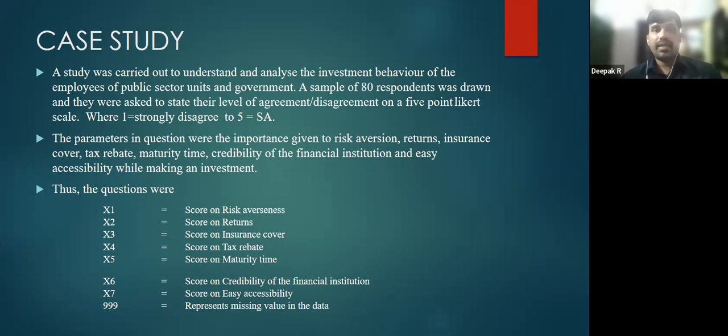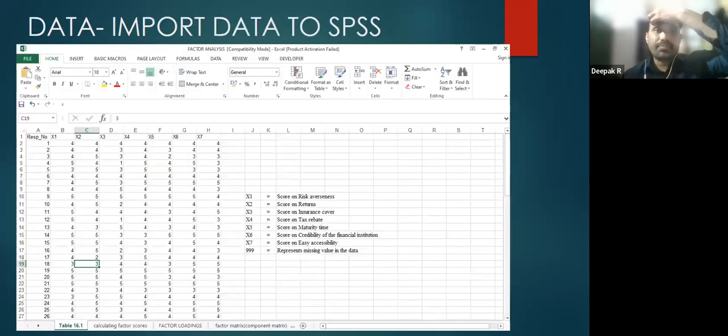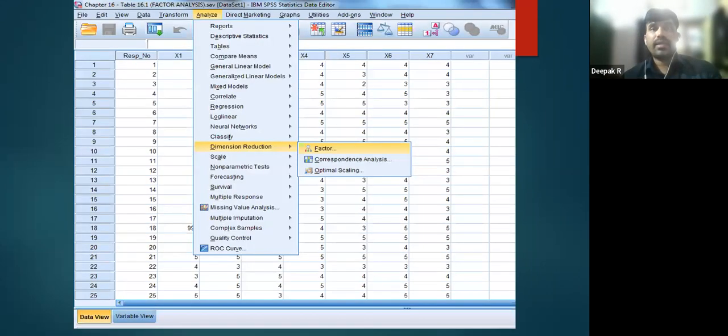So if this is the case, the same case study, what we have is this data, which has been copied and pasted in SPSS. And what I would like to now do is go for factor analysis, which is nothing but a dimension reduction method. Now, what are the various steps that I will be able to follow?